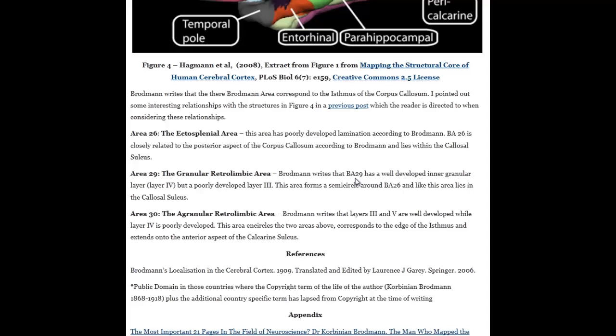Next up is area 30, which is the agranular retrolimbic area, and Brodmann writes that this time layers 3 and 5 are well developed, but layer 4 is poorly developed. So again, these are very subtle distinctions between these three areas. You have to look under the microscope, and when you do, you have to look at certain layers of the cortex in these areas in order to distinguish them. And he could only be very confident about these distinctions when he looked at other species. So there's a lot of triangulation that's going on here.